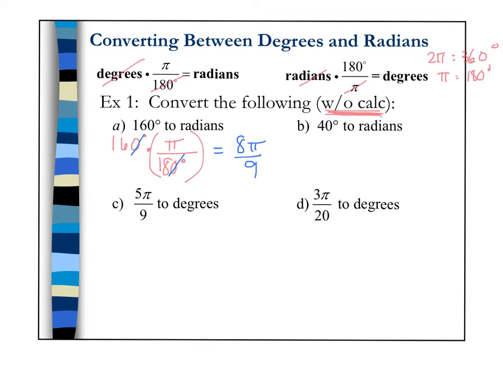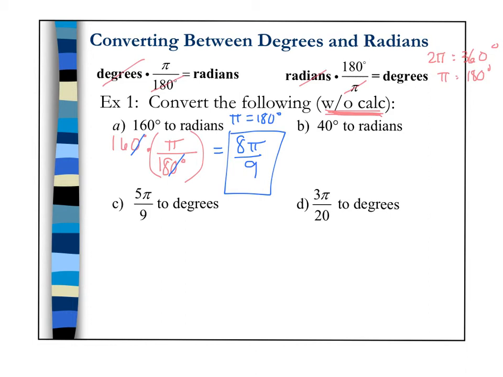Now mathematically, if we think about this, we should know that pi equals 180 degrees. And 8/9 pi is a little bit short of a full pi, and 160 degrees is a little short of a full semicircle, 180 degrees. So you can use some of those clues and just general idea about the circle to help make sure your answers seem reasonable.